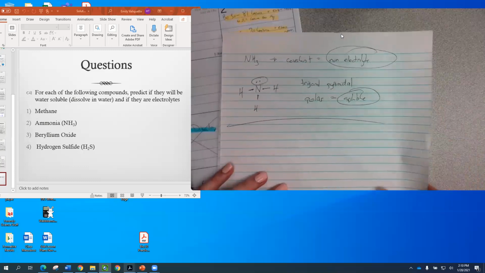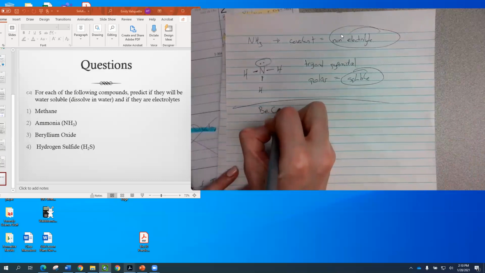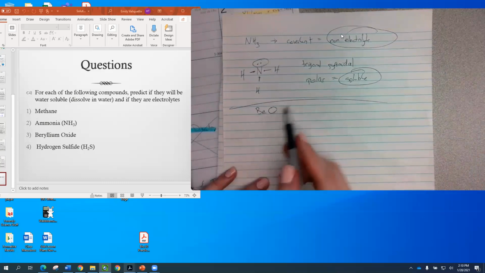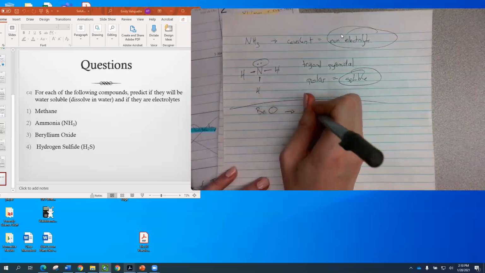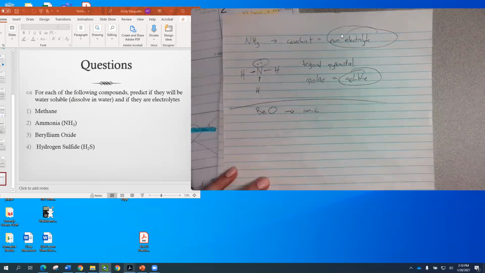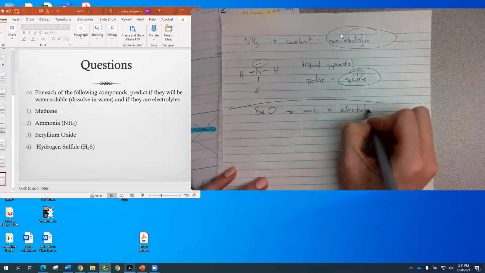Next up, we have beryllium oxide. Beryllium is Be, oxygen is O. This is an ionic compound because we have a metal and a non-metal, which also means I should be crossing my charges when I write the formula. But these both have charges of 2, so they cancel out. So that is what beryllium oxide actually looks like. And because it's ionic, I know that it is an electrolyte.